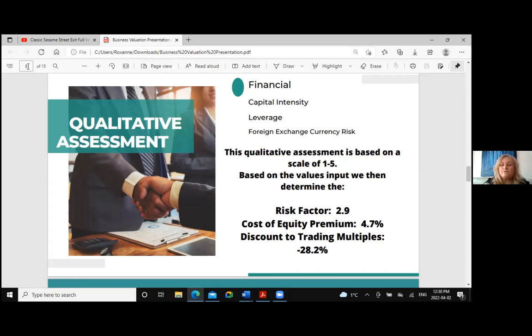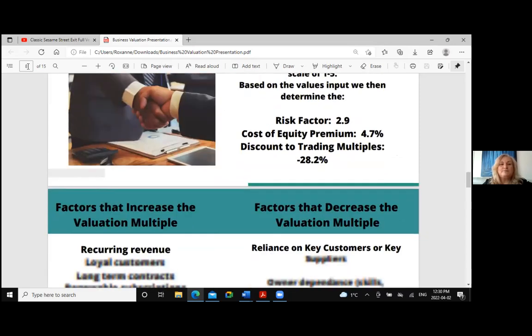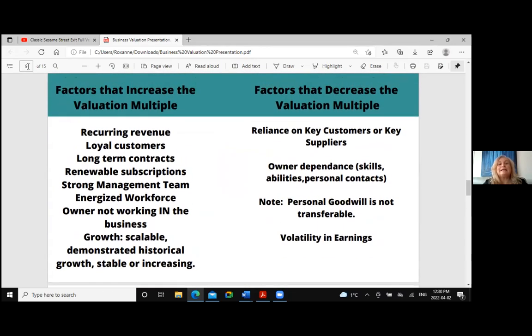These are all key factors that are going to affect the valuation of that business. So factors that increase the valuation multiple, these are things you want to know. Recurring revenue, look for it. Loyal customers, long-term contracts, renewable subscriptions, a strong management team, energized workforce, owner not working in the business.